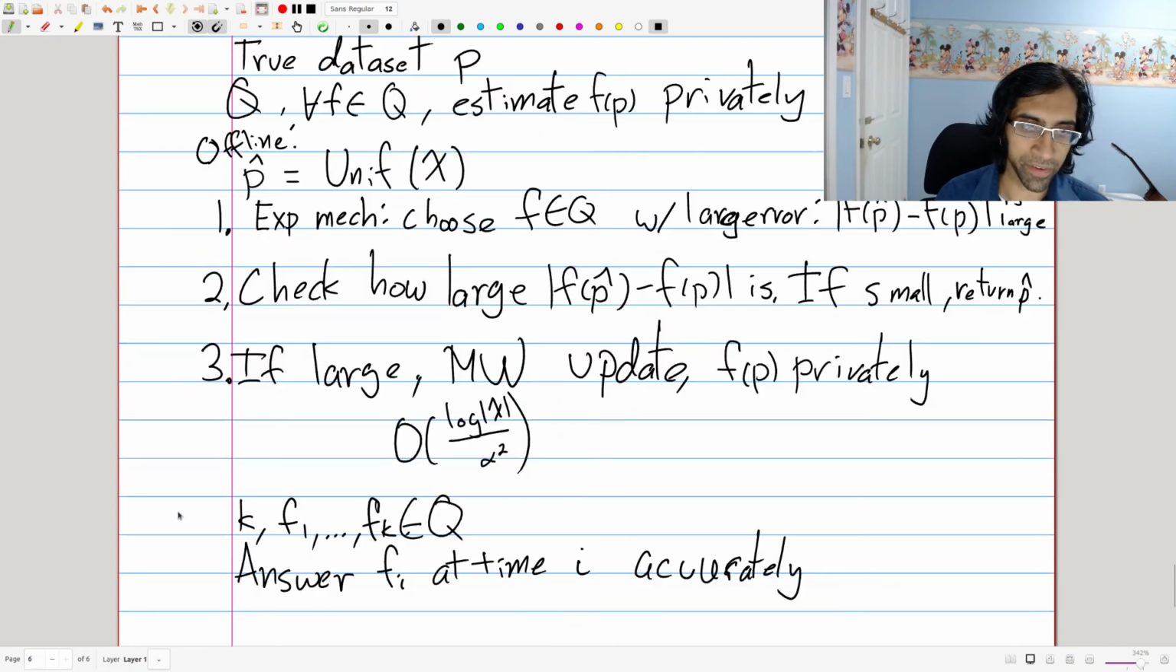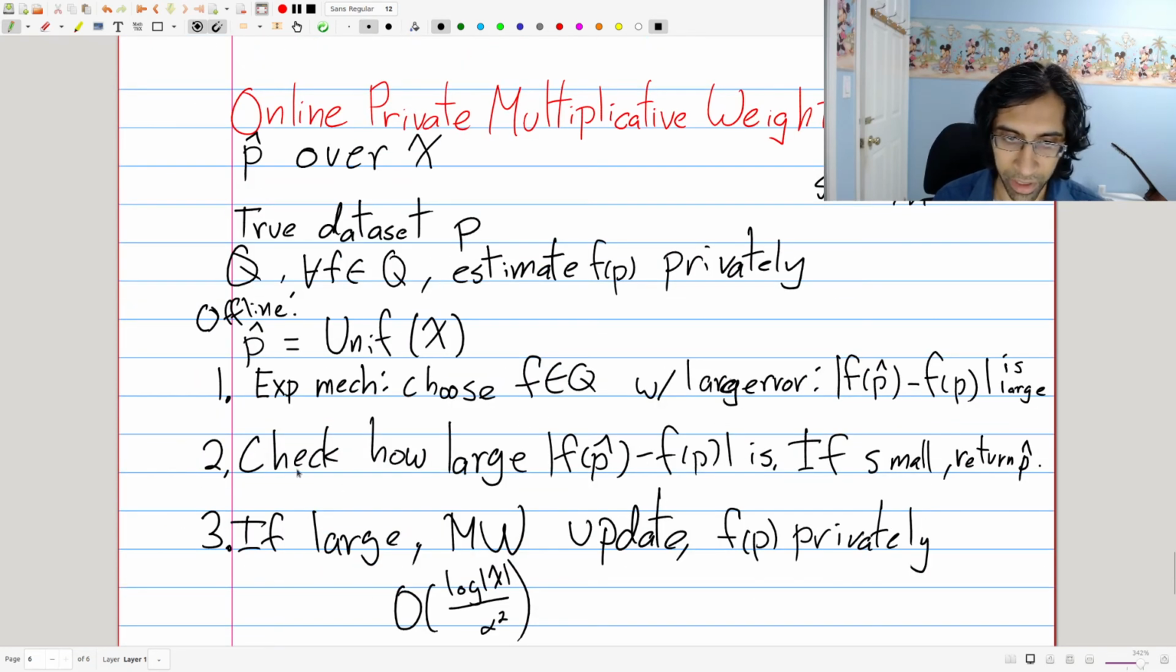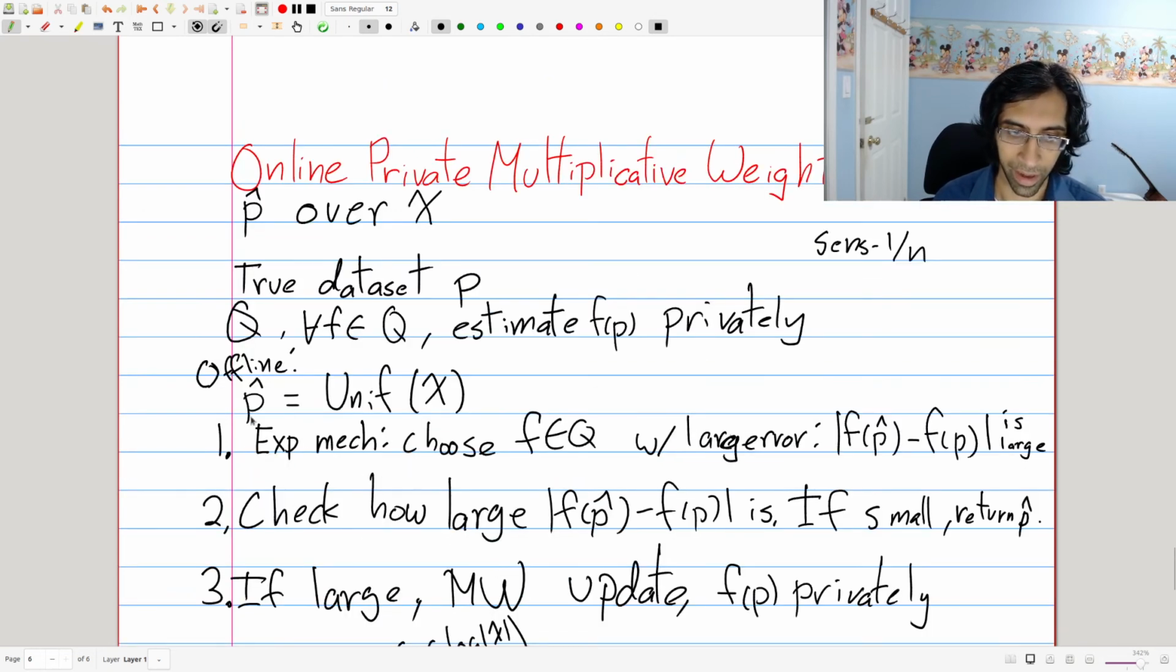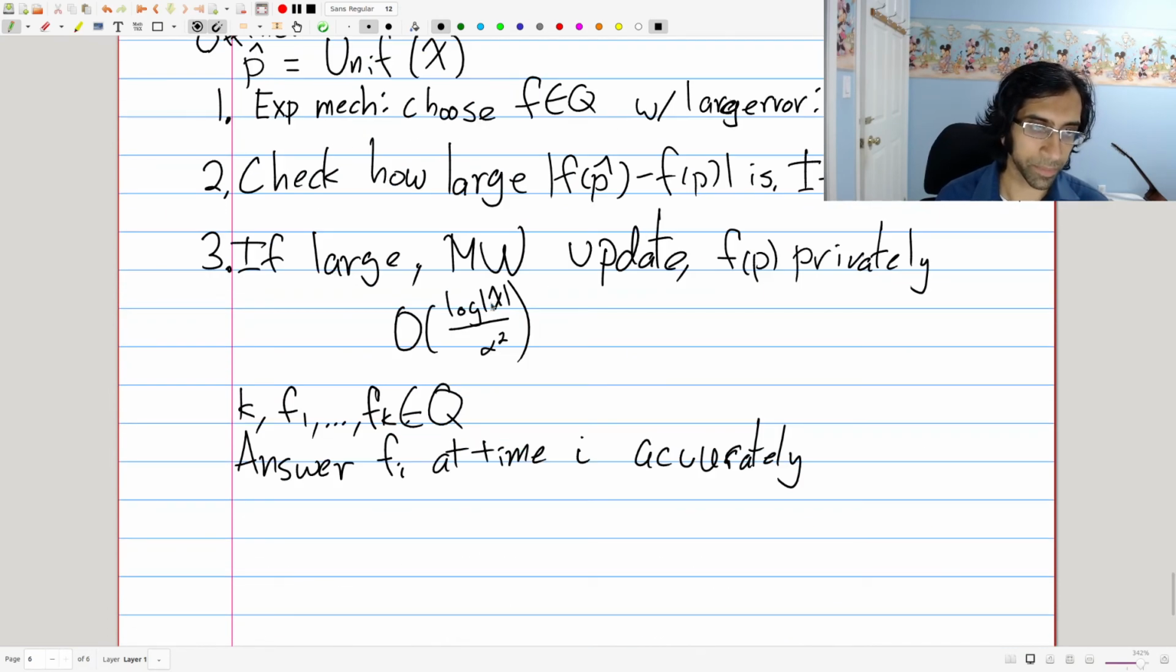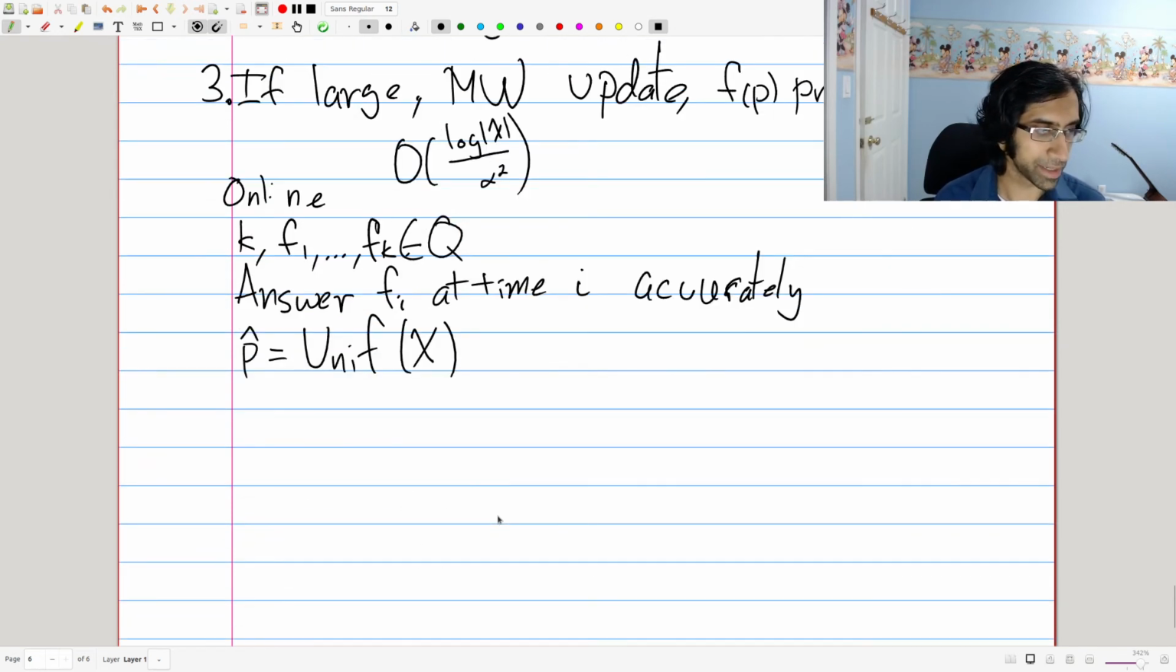The algorithm is going to be very similar to before. What is the difference going to be? Before, we just ran the exponential mechanism, but recall that we can't run the exponential mechanism because we're receiving things in an online setting. So let's see what the steps are here. Online, we're again going to start with p hat being equal to the uniform distribution on the domain, but now we're going to run the sparse vector technique on the queries.